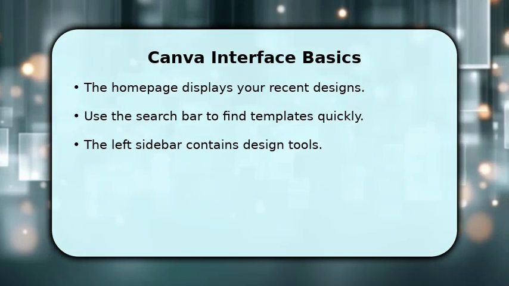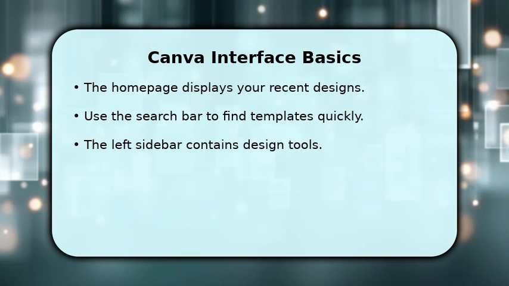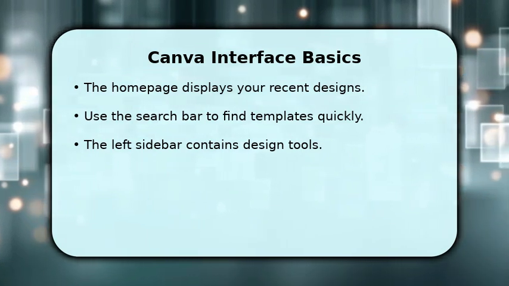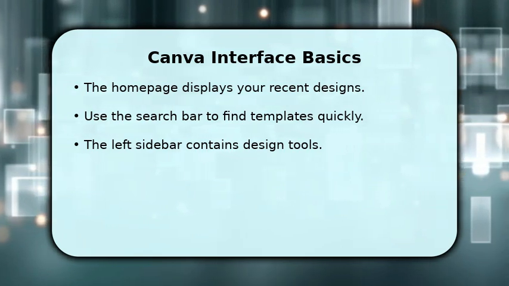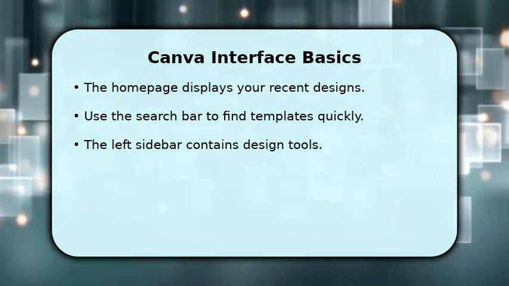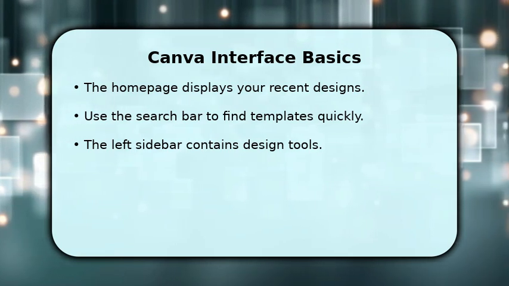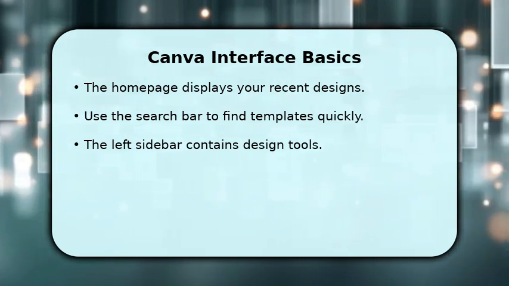Let's explore the Canva interface. On the home page, you'll find a prominent search bar at the top, perfect for finding specific templates or design types. To the left, a navigation panel provides quick access to your projects, shared designs, and brand kit.